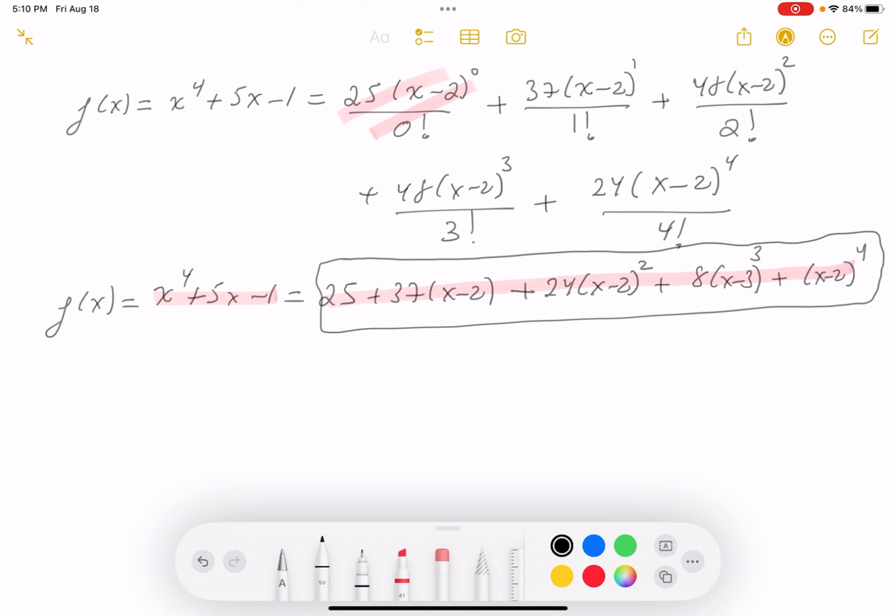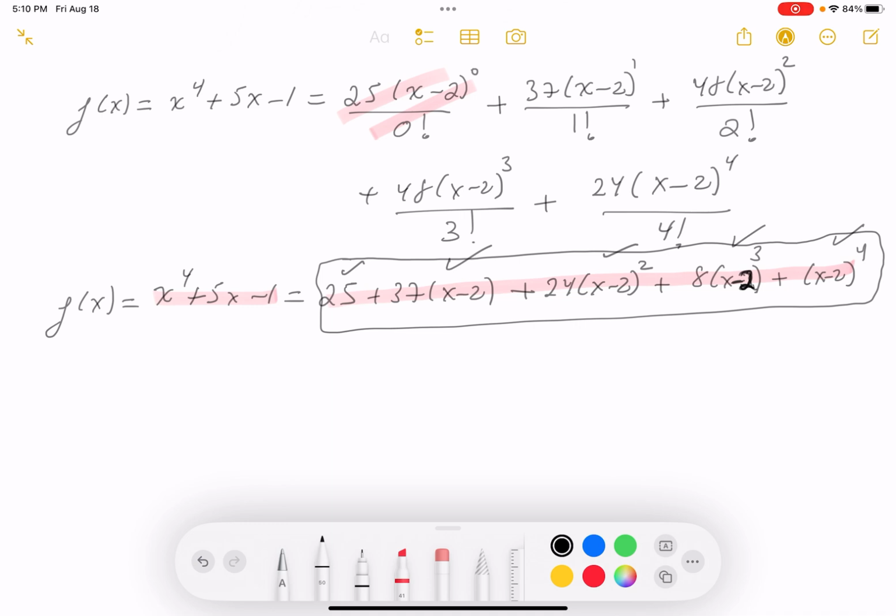Do I see 25? I do. Do I see x minus 2 to the fourth power? I do. Do I see 8 times x minus 2 cubed? I'm sorry, that's a 2. 3 was on my brain there. Do I see 24 times x minus 2 squared? I do. Do I see 37 times x minus 2? I do. I'm seeing it.